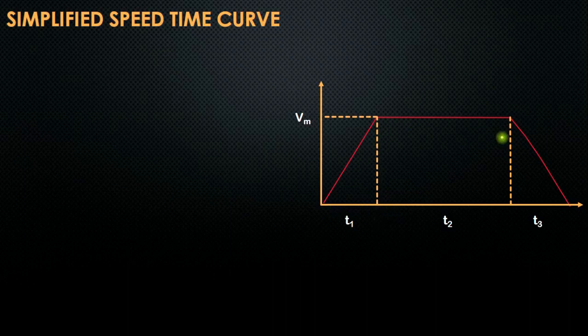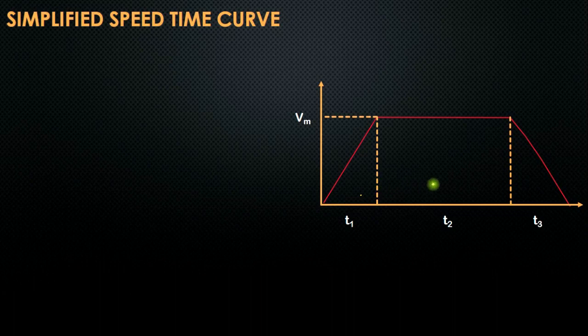Speed time curve. Here is the simplified speed time curve where I have neglected the acceleration period. I have considered it to be a linear one. The acceleration period is considered to be linear, the free running is already a linear period, and the deacceleration is also considered to be a linear period. So this helps us in linearizing the speed time curve and drawing any conclusion from it.